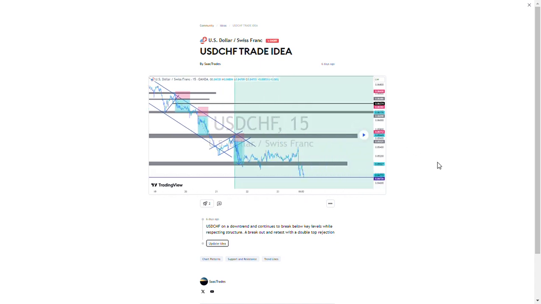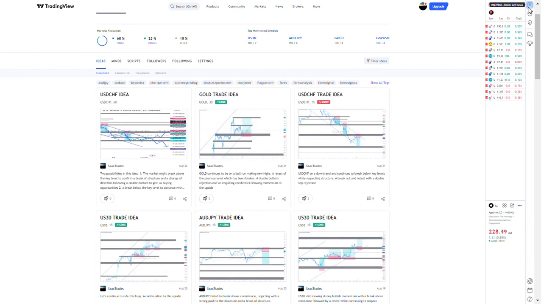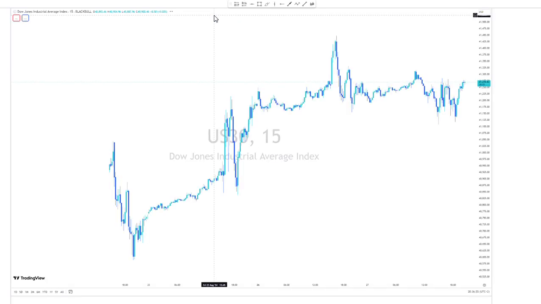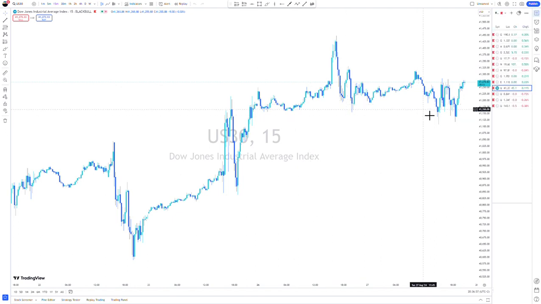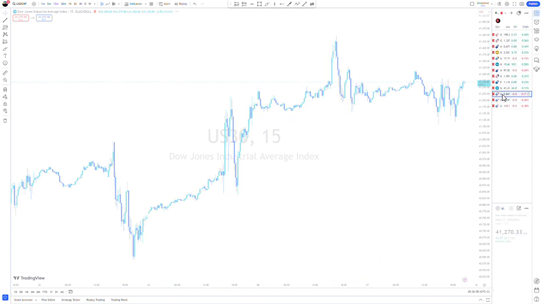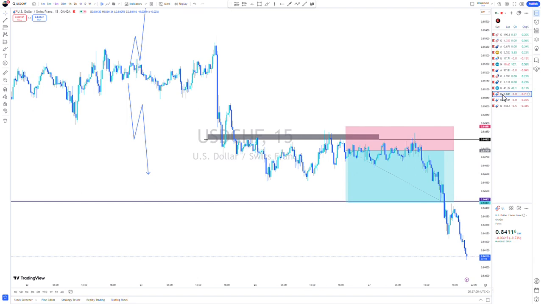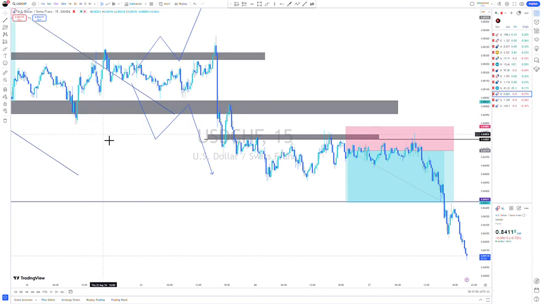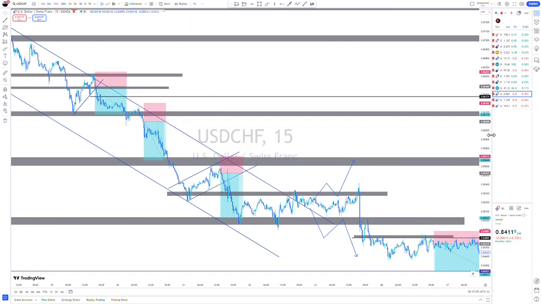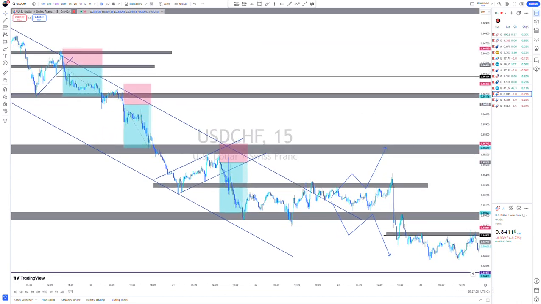So this is how this thing moved and how it played out. It was a winning trade, as you guys can see. If I can just hop over to the charts and show you guys what I saw and look at the setup. Alright, so USDCHF.